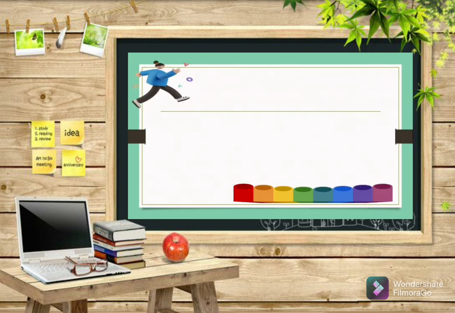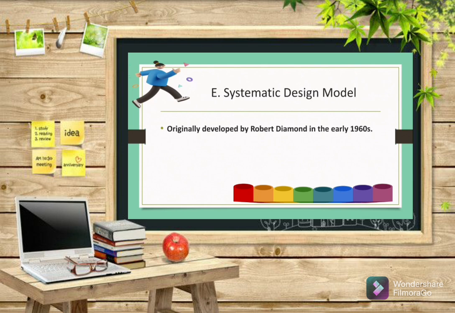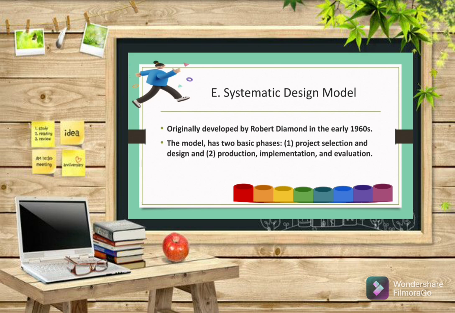So the next linear model of curriculum development is the systematic design model. It was originally developed by Robert Diamond in the early 1960s. The model has two basic phases. The first is the project selection and design. The second phase is production, implementation, and evaluation. So the systematic design model is prescriptive and rational. It presents a systematic and linear view of curriculum development. The use of a diagram is an excellent way of helping curriculum workers to visualize the entire curriculum development process.